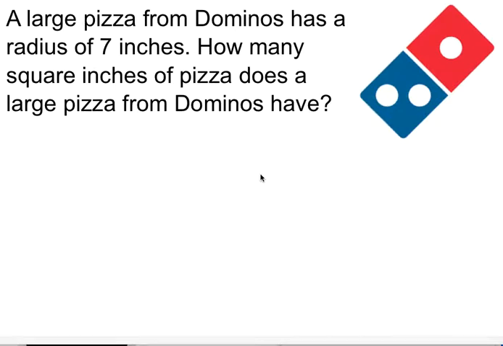Okay, station 3 is dealing with Domino's. So a large pizza from Domino's has a radius of 7 inches, which just means that the long side of one slice, or either side of the slice, should have a radius of about 7 inches. And how many square inches of pizza does a large pizza from Domino's have?